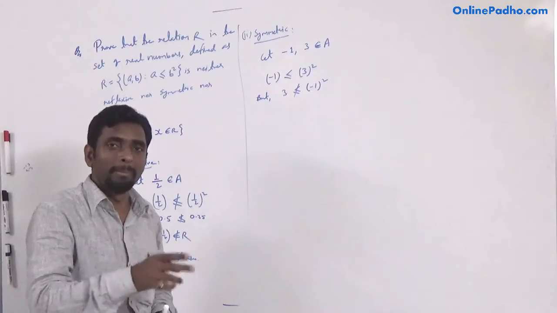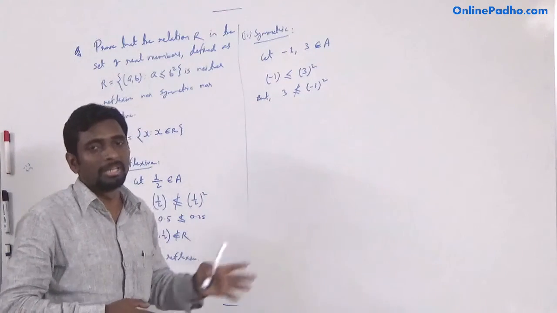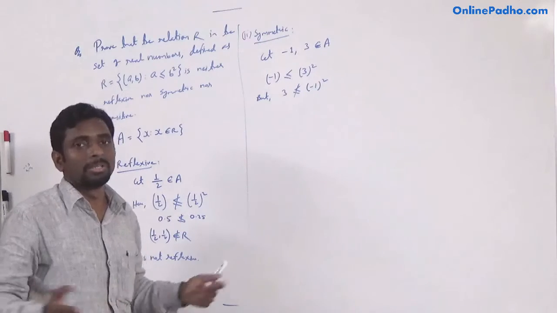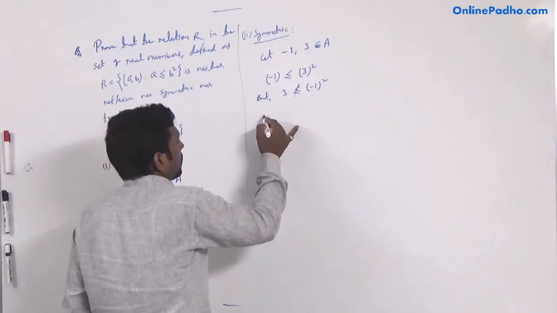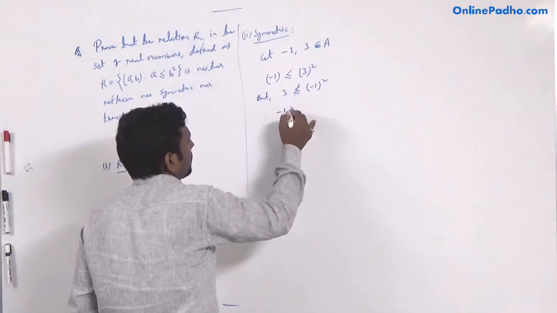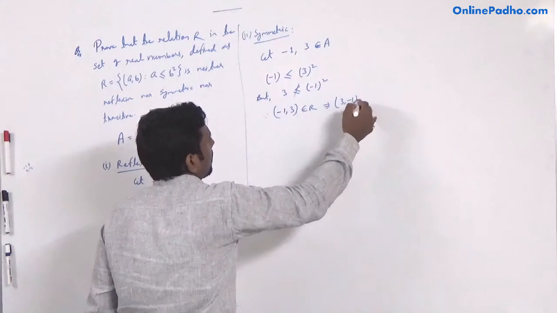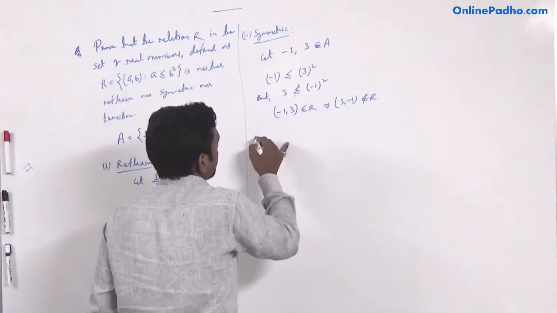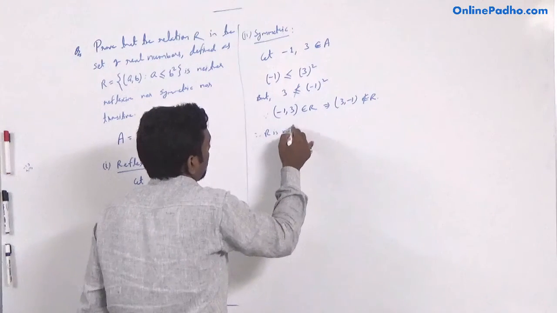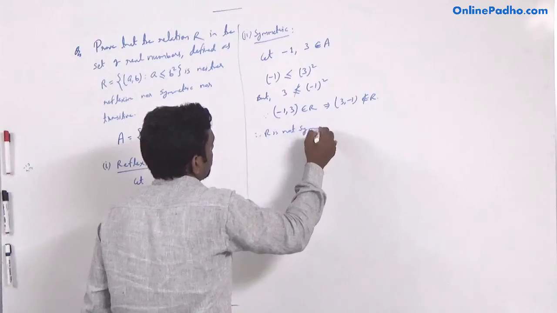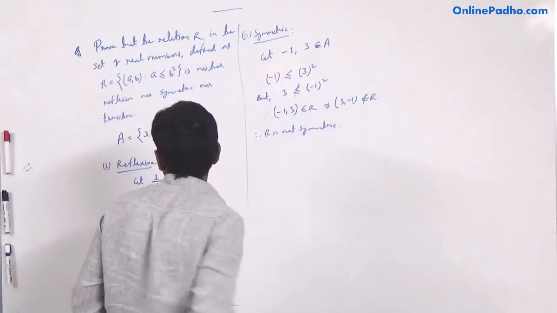If for any one pair of real numbers this is not satisfied, we can say that this is not a symmetric relation. So here (-1, 3) belongs to the relation, but (3, -1) does not belong to the relation. So therefore R is not symmetric. Right? R is not symmetric.